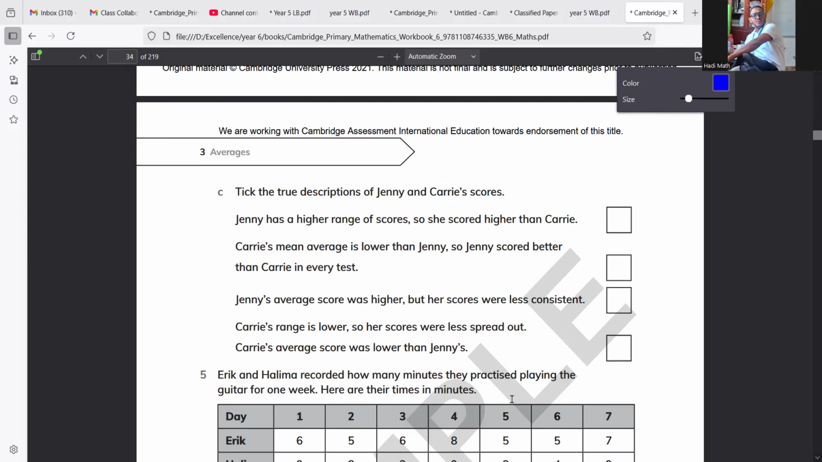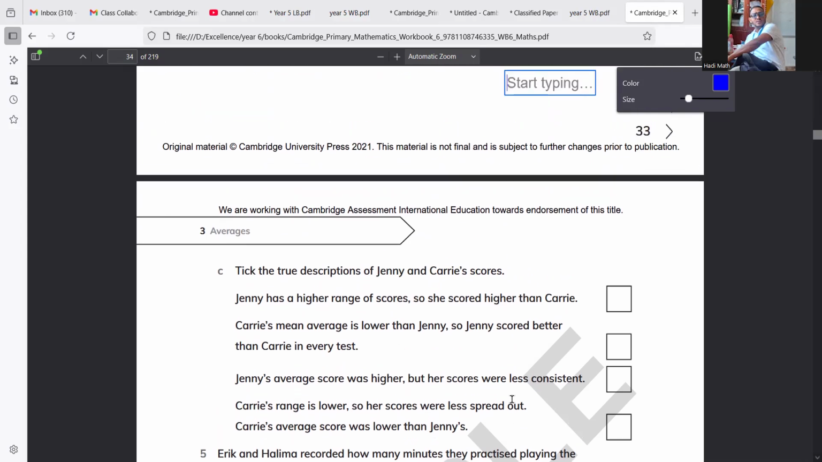When we say Jenny has a higher range, so she scored higher than, no, it doesn't mean like that. This is not true at all. Let's take the true description. When we say Jenny has a higher range, it doesn't mean she scored more than Carrie. It means the difference between her two scores is really very big.